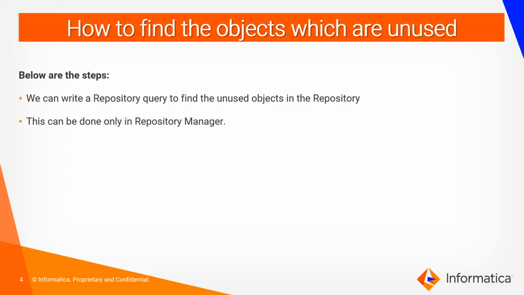So how do we find the objects which are unused? We need to write a repository query to see what the unused objects present in the repository are. We can do this only in the Repository Manager. Let's go ahead and see the demo of the same.